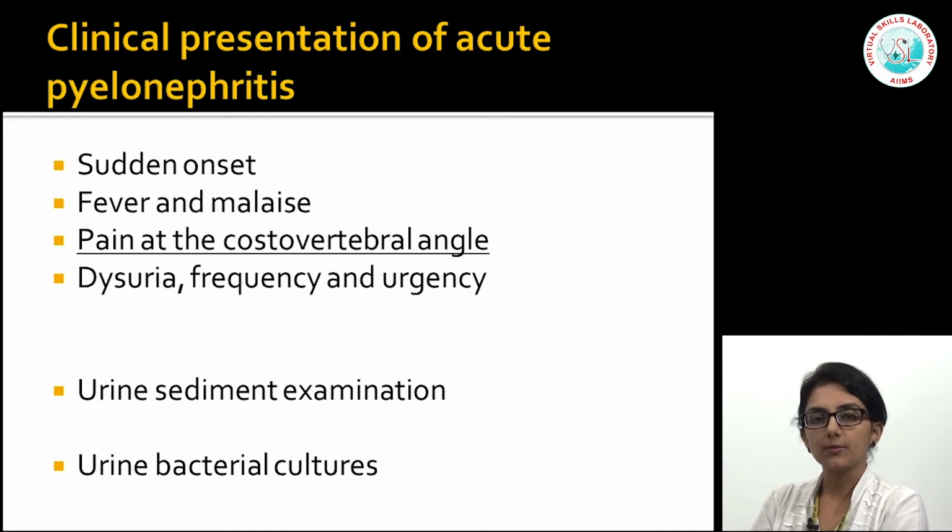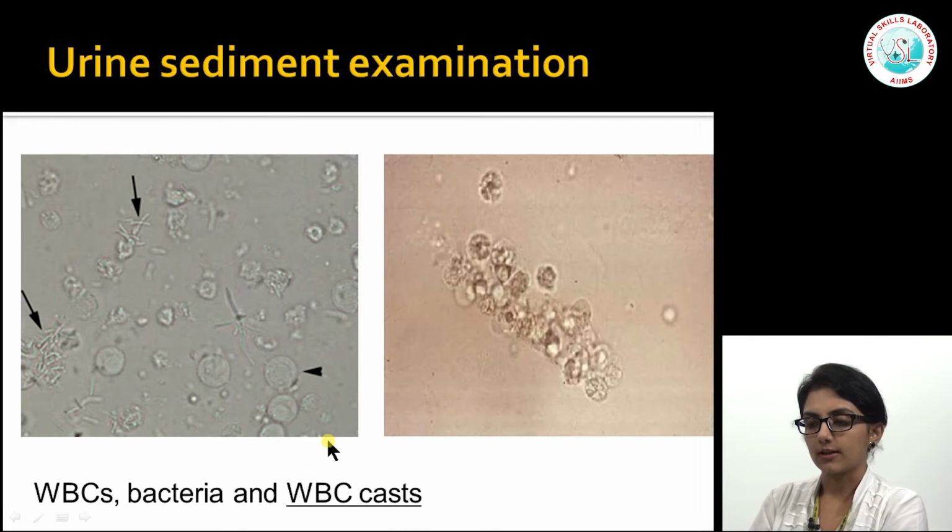So how do patients of acute pyelonephritis present? They present with a sudden onset of disease. Presentation with fever and malaise is common, along with classical pain at the costovertebral angle, and the usual symptoms of a urinary tract infection like dysuria, frequency and urgency. Urine sediment examination as well as urine bacterial cultures would help to clinch the diagnosis.